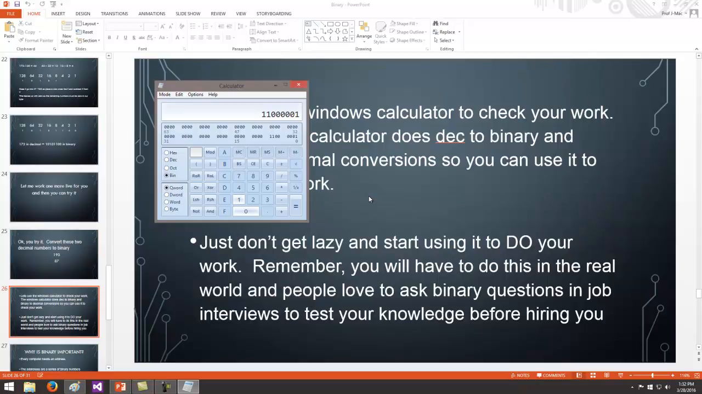For some reason, I don't know why, but a lot of IT guys in their interview process like to ask you something about subnetting. They'll either ask you to subnet, or they'll ask you how many networks or how many hosts you can have on a subnet, or they'll ask you to convert something from binary to test your understanding, especially for entry-level jobs. So don't get lazy.